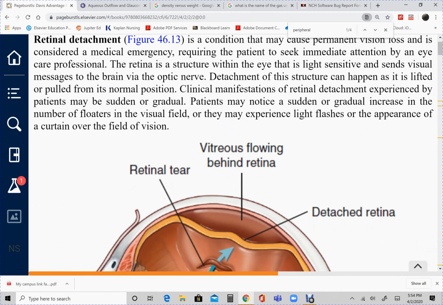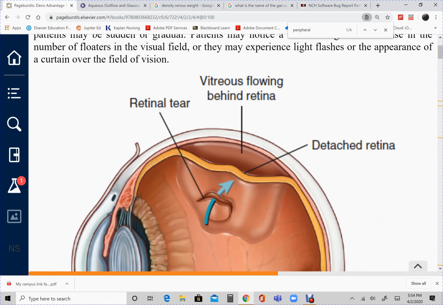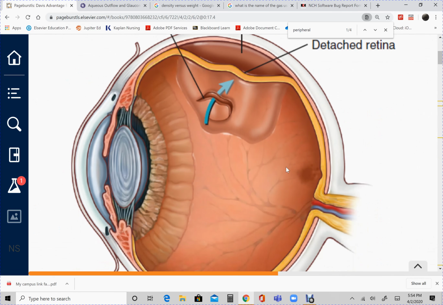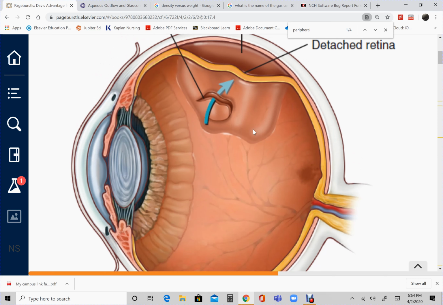Retinal detachment. As stated here, this will cause permanent vision loss. So where is the retina? Here's your macula, and this is the retina. This is the part of the eye where vision is reflected. So light hits your lens, and it's refracted depending on the eye angle. So it will be reflected against the retina. Then the retina, of course, is attached to the optic nerve, and that will interpret what you're seeing, and then it's transported to the brain, and then you can recognize what you're seeing.